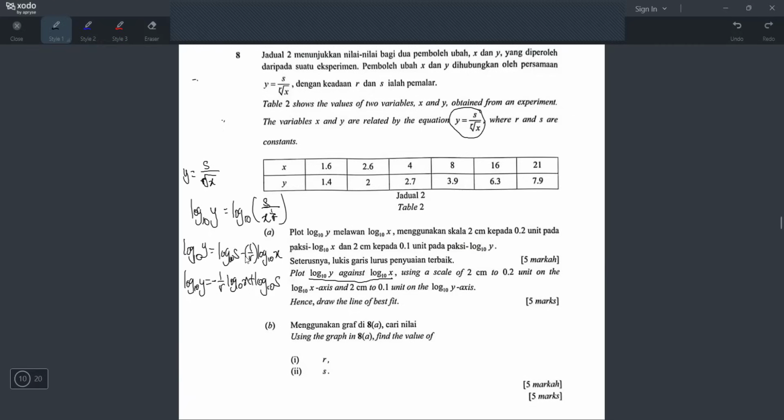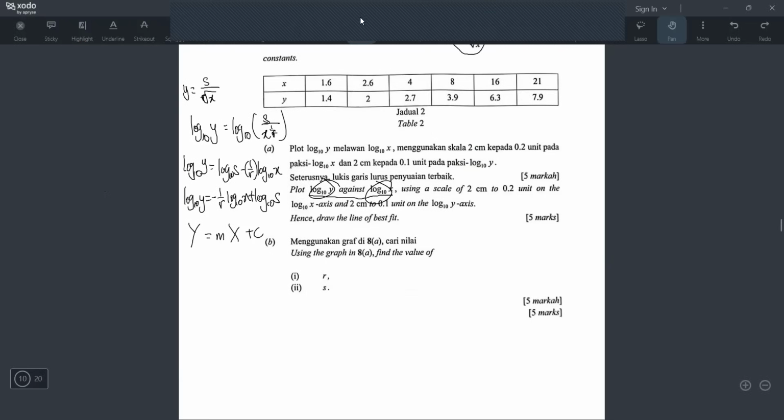Why do you have to write in this specific order? Because you want it to be y equals mx plus c. So the y-axis is log y, sudah ngam. X-axis is log x. Match already. It means your gradient is negative 1 over r. And then what about your c? Your y-intercept is log s, right? And trust me, you need this later to find the r and s in part B. Even though you don't use it now, if you don't do this, you can't do part B later. Okay, after you do all this, now you know your x-axis, y-axis.